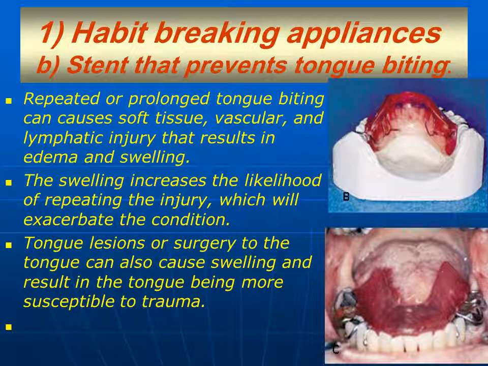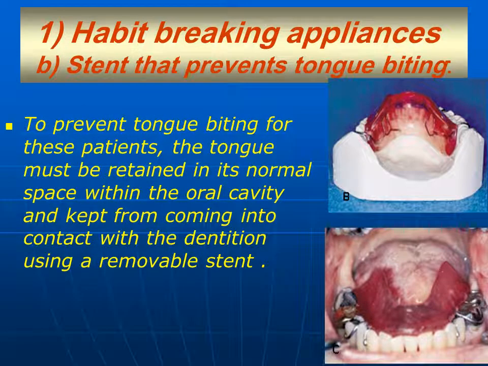Tongue lesions or surgery to the tongue can also cause swelling and result in the tongue being more susceptible to trauma, so we can use it not only to prevent tongue biting as a bad habit, however, it can be used after surgery in the tongue. In order to prevent tongue biting for these patients, the tongue must be retained in its normal space within the oral cavity and kept from coming into contact with the dentition by using this removable stent.